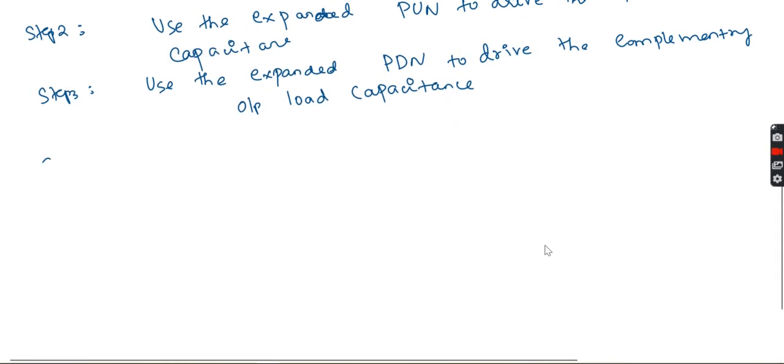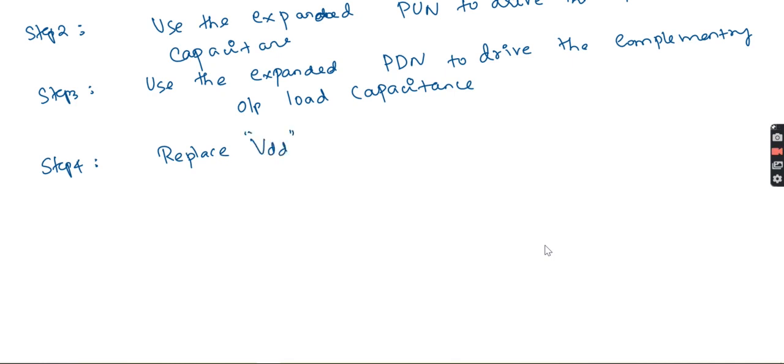Next, the last step, that is step number 4. What you have to do then? You have to replace the VDD, that is your fixed power supply, VDD by a pulsed power supply. Because in the adiabatic logic circuit, we are going to use pulsed power supply only, that is VA. So these are the steps we need to follow.